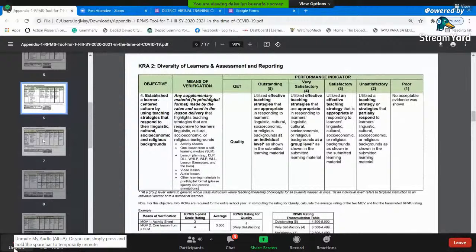Utilize effective teaching strategies that are appropriate in responding to learners' linguistic, socioeconomic, or religious background at an individual level, as shown in the submitted learning material. When we say at individual level, what is that individual level? Individual level refers to targeted instruction to the individual learner or to a number of learners.